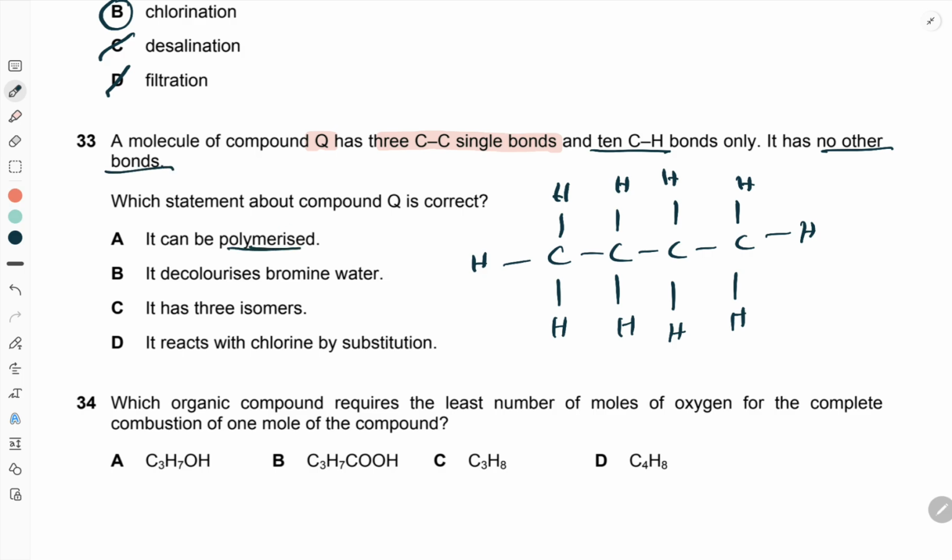It can be polymerized? Since this is saturated, it cannot be polymerized. It decolorizes bromine water? Again, only unsaturated hydrocarbons decolorize bromine water. This is saturated. So again incorrect. It has 3 isomers? Only 2 isomers of it are possible. So this is incorrect. Since it is saturated, it reacts with chlorine in the presence of UV. One of the hydrogens will be substituted. So this is correct.